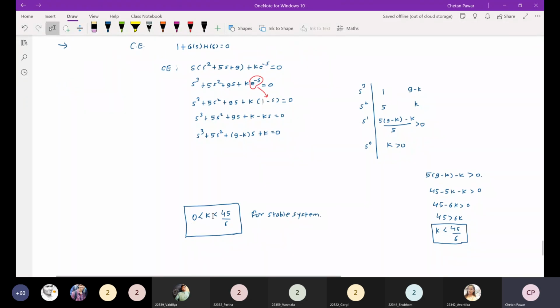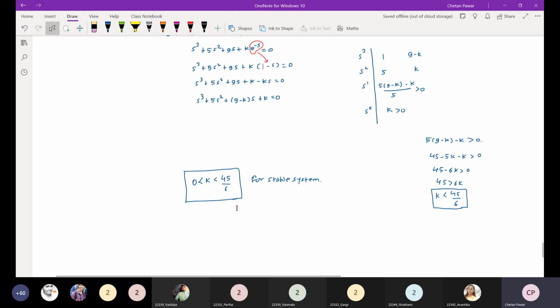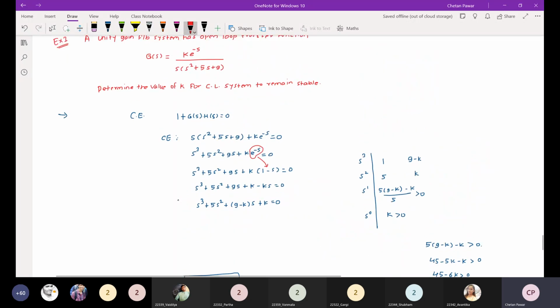So what is the value of k? K should be between 0 to 45/6. And the marginal k, or k max, is 45/6. So this way you can solve such problems. Have you understood? Can you proceed?